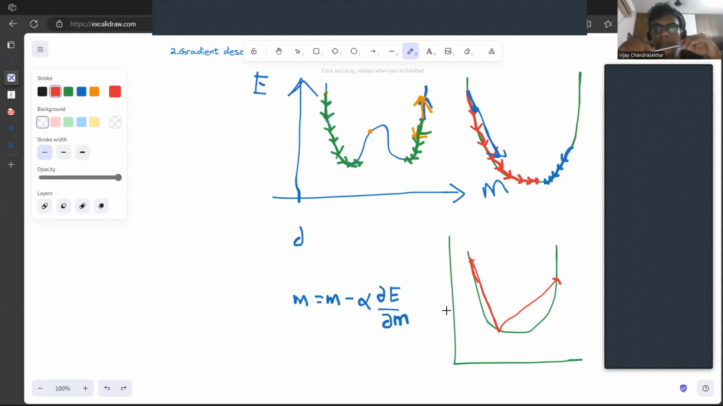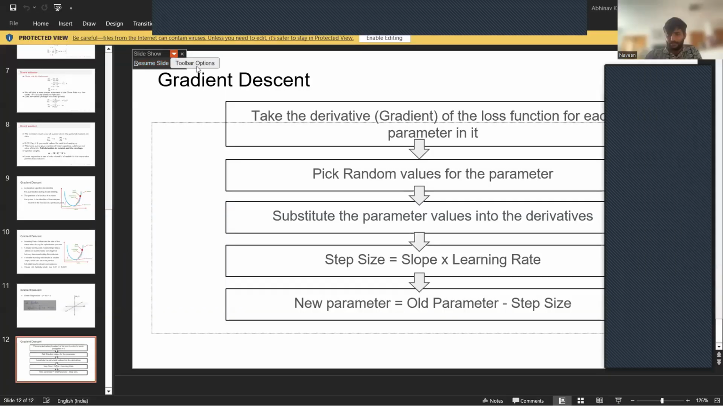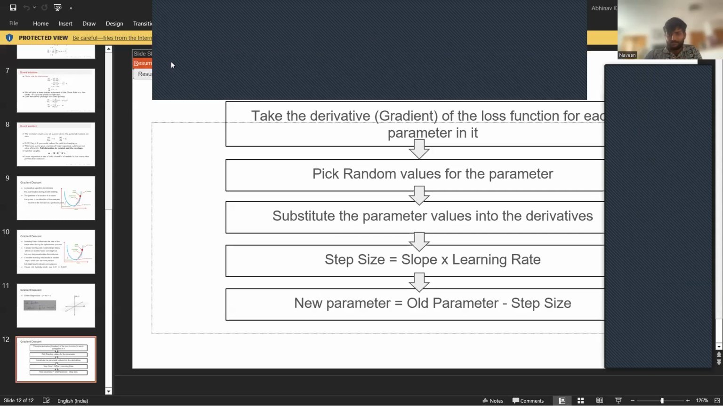So Abhinav, just take us through the algorithm in brief. I think you have something in your presentation, right? Yes. Naveen, whatever you said, the first step will be longer means what? The alpha will be changing? Not alpha. The dou E by dou M will be huge. Imagine that to be the slope, Arun. Don't you see that the slope will be high initially, and as you come closer to the minima, the slope will come to 0, isn't it? Okay.